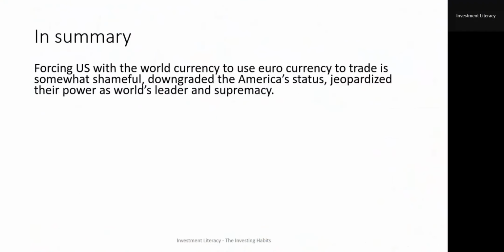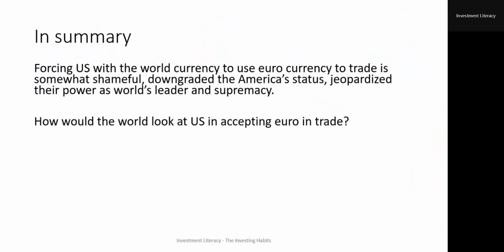In summary, forcing the US, with the world currency, to use the euro in trade is somewhat sinful, downgrades the American status, and jeopardizes its power as world leader and supremacy. And imagine how the world will look at the US accepting the euro in trade. Other countries will learn and start accepting the euro in trades and reduce the US dollar in international trades, followed by reducing US dollar reserves, flushing US dollars out into the markets.